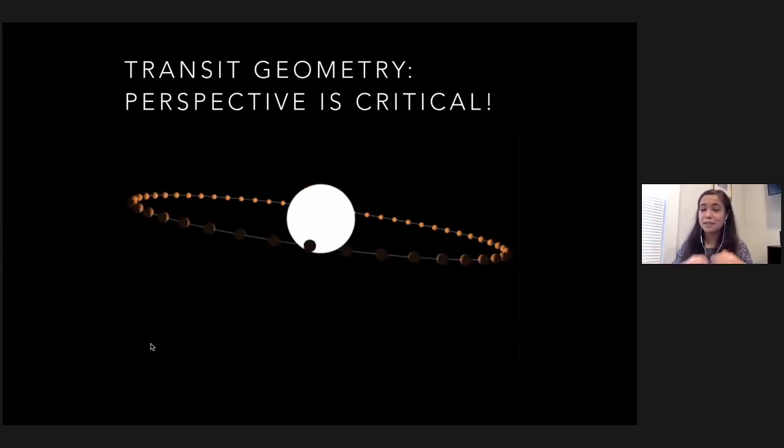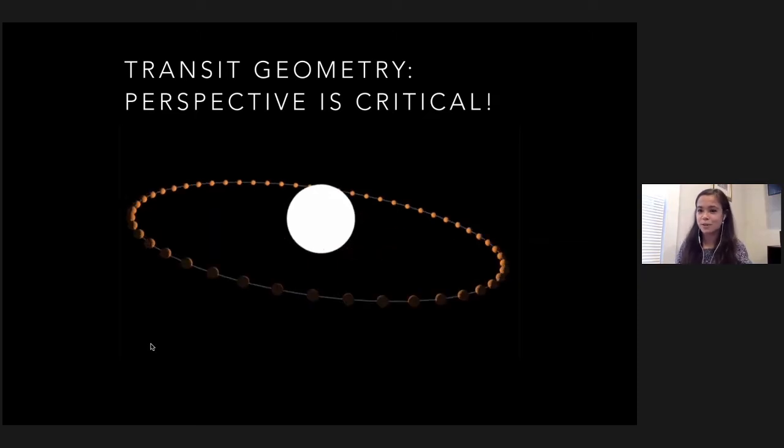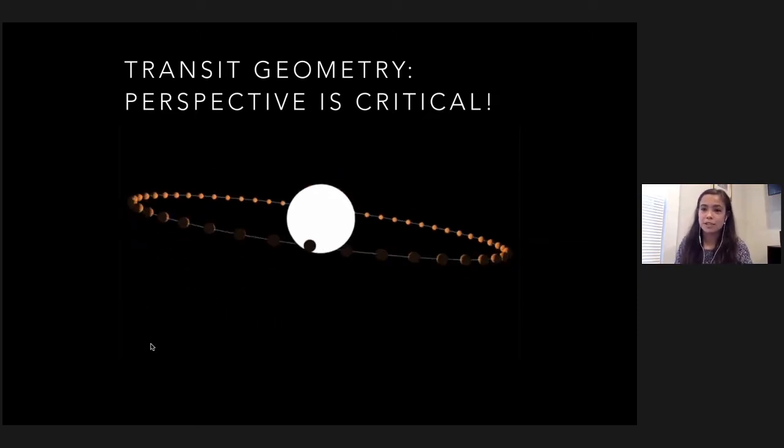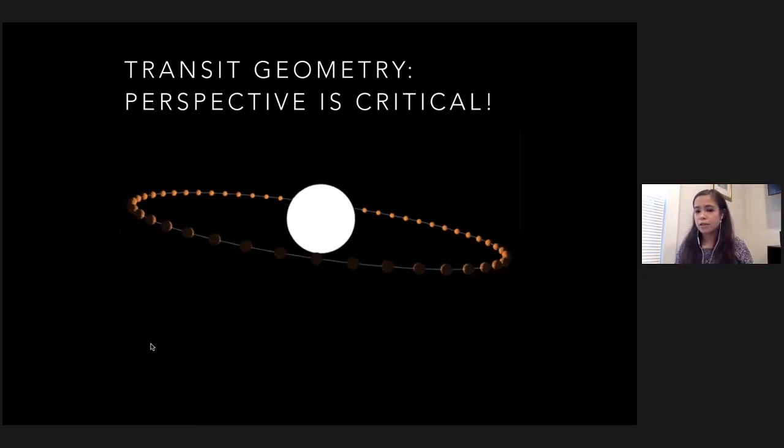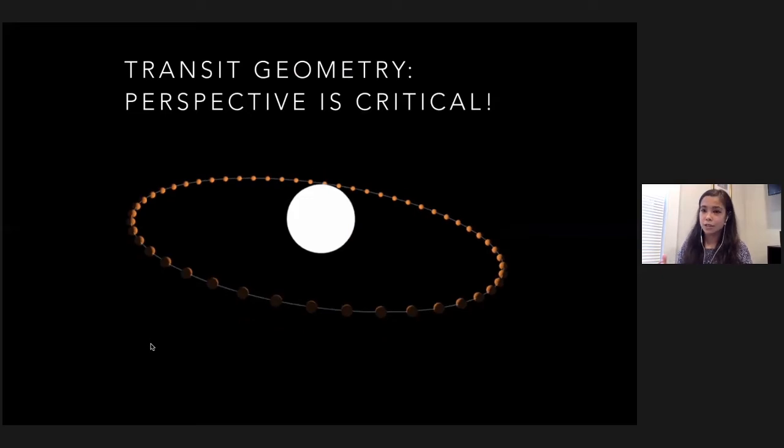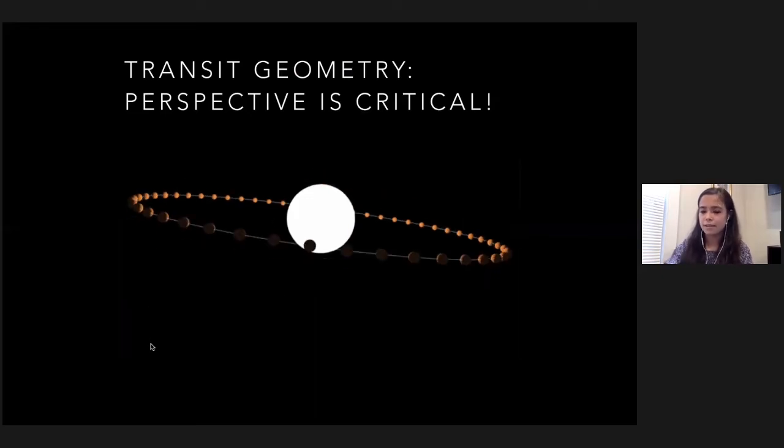And so despite this fact, we still saw so many planets, which is really exciting. This has shown us that planets probably exist around almost every star in the universe. And so this also means that Kepler is really biased towards a very specific kind of system.